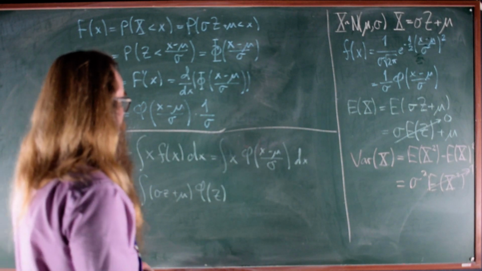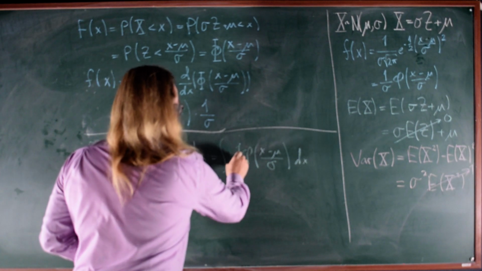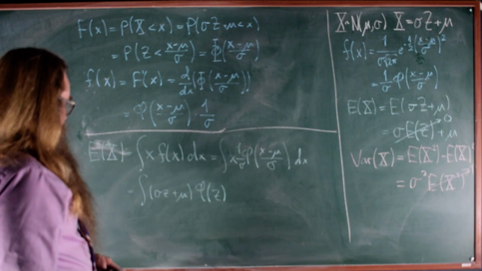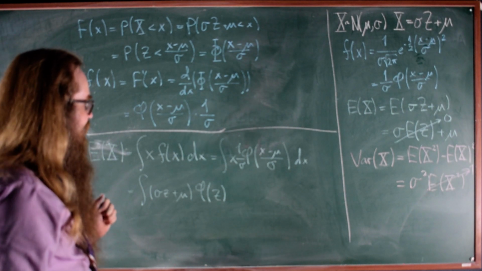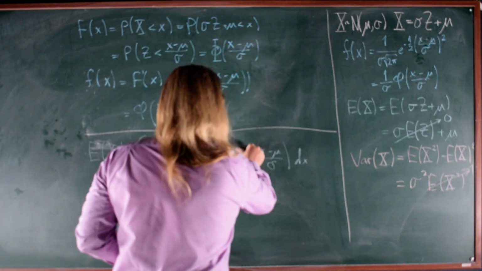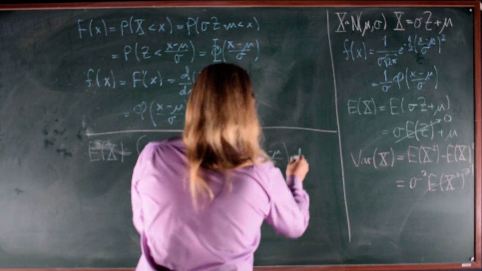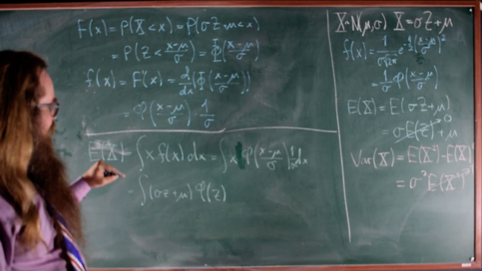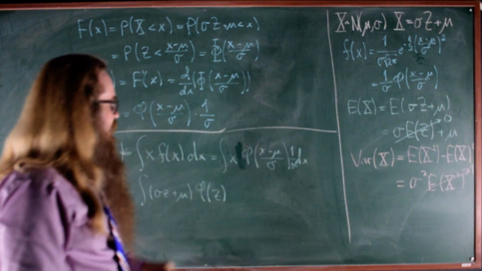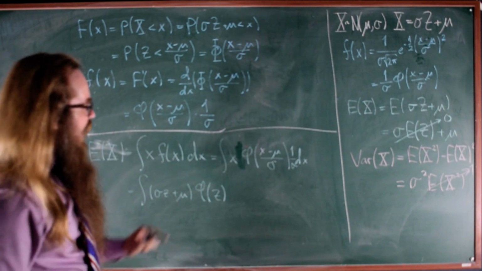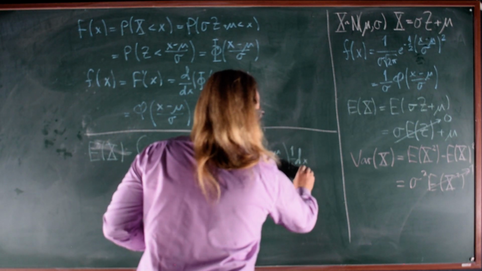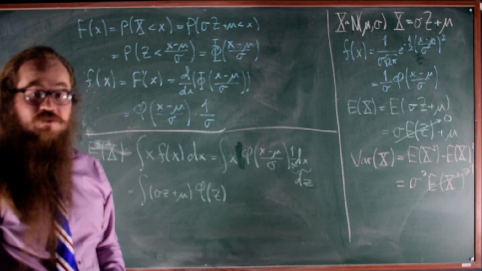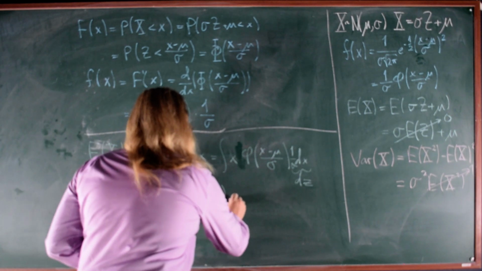Ooh, I'm missing. What am I missing? I'm missing the sigma. 1 over sigma here. All right. But let's move it out here, because when I make this change of variables, I also have to change the dx to a dz. And when I do that, that actually absorbs this 1 over sigma thing. So this is actually what I end up with.